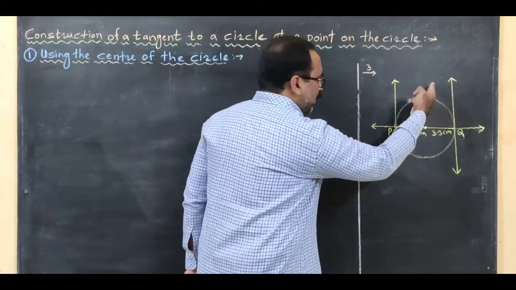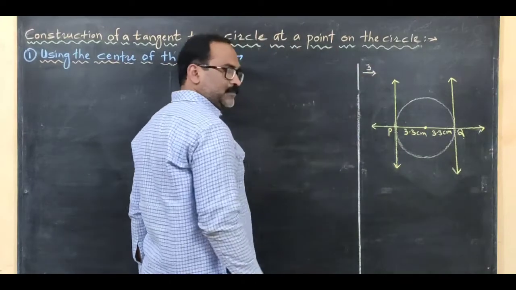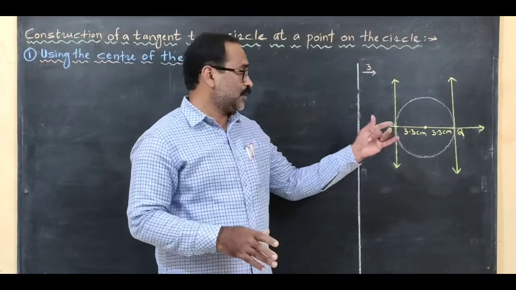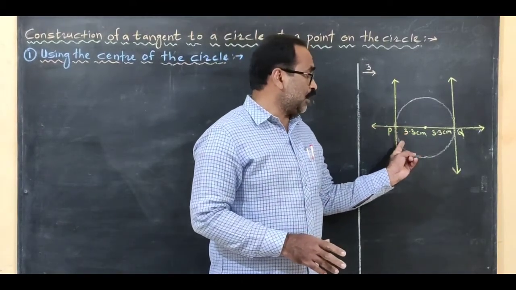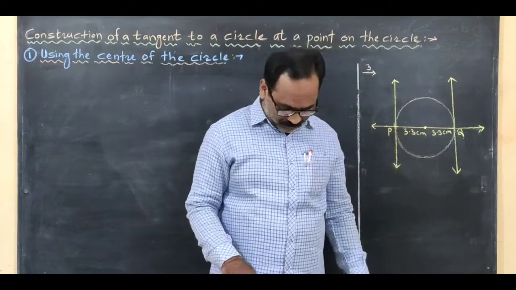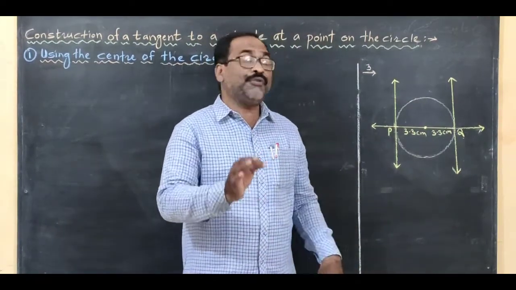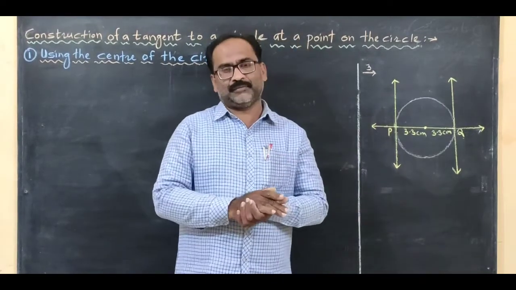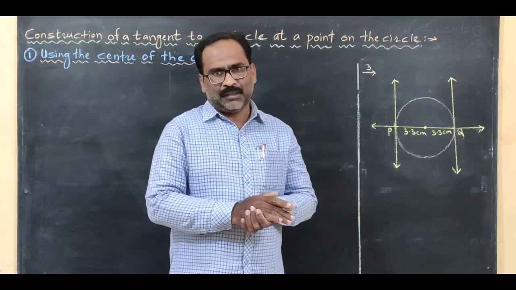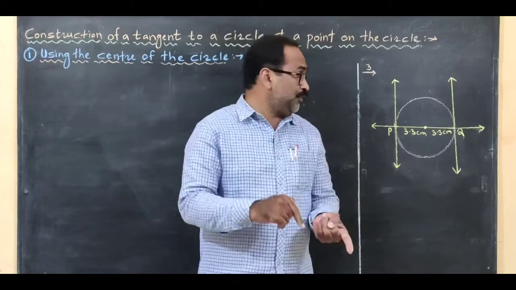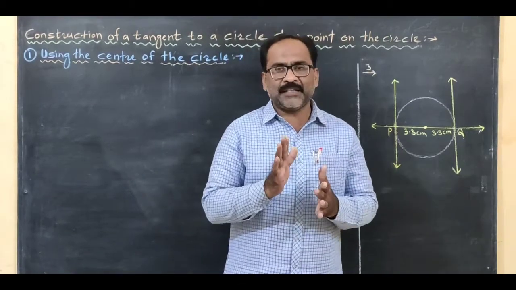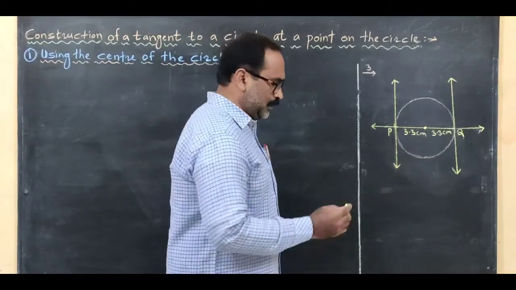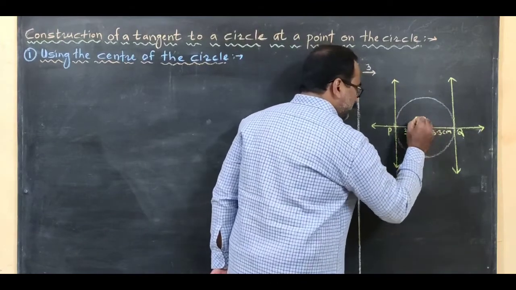Draw a circle of radius 3.3 centimeter. We draw here first the rough figure here. Here I draw a circle of radius 3.3 centimeter. Draw a chord PQ of length 6.6 centimeter. Here 6.6 is the double of radius 3.3. It means that PQ is the diameter of the circle. So here I draw PQ diameter.